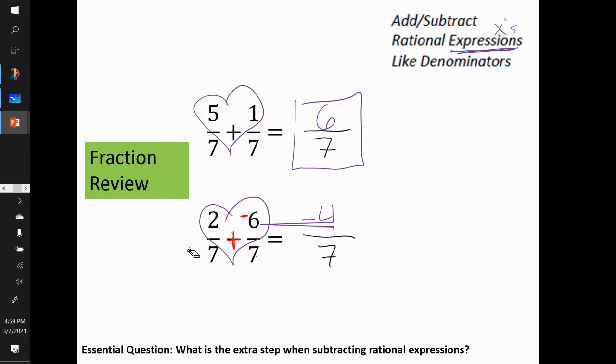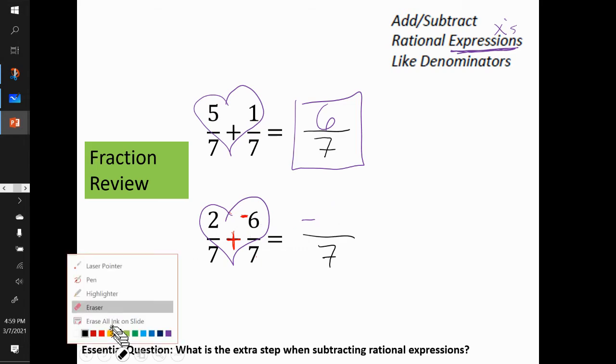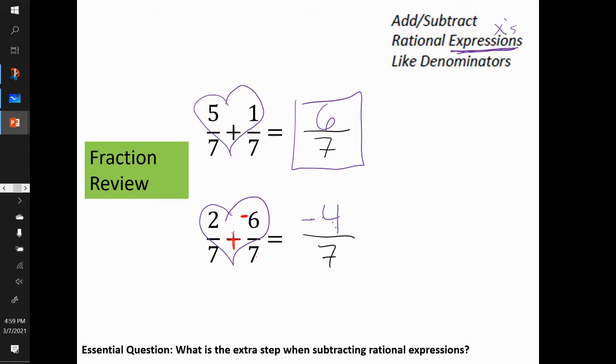All right, let's try that again. And that's just going to be a negative 4. And so that is subtracting fractions. Now we're going to apply that same kind of concept to our rational expressions.